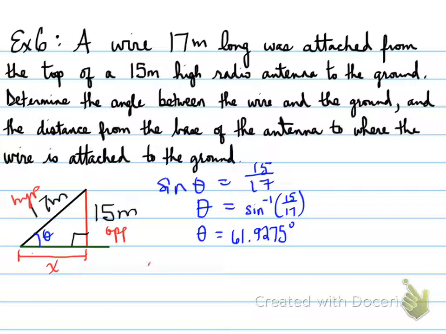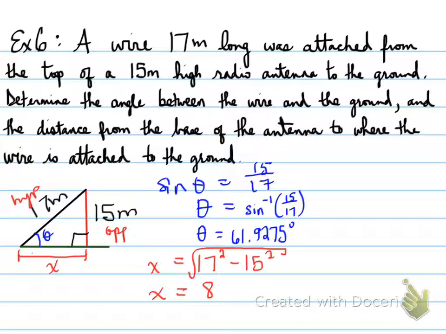So x squared is going to equal 17 squared minus 15 squared. Well, to get rid of the square, we have to square root. So we're going to square root these values, and that will give us a number of 8. The square root of 17 squared minus 15 squared is equal to 64. The square root of 64 is 8.